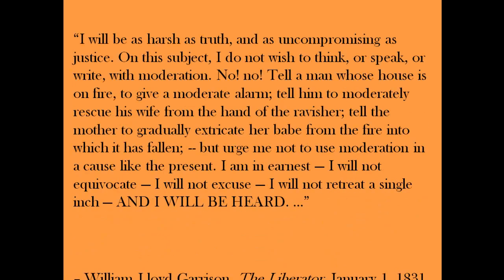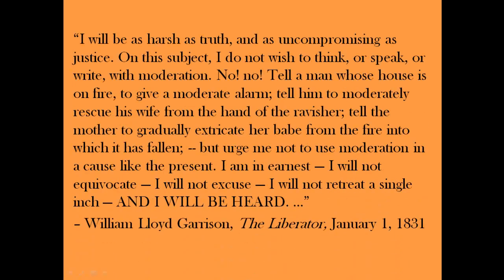The publication of the first edition of William Lloyd Garrison's The Liberator on January 1st, 1831, marked the beginning of a much more radical abolition movement in the United States. In this first paper, Garrison wrote, "I will be as harsh as truth and as uncompromising as justice. On this subject, I do not wish to think or speak or write with moderation.